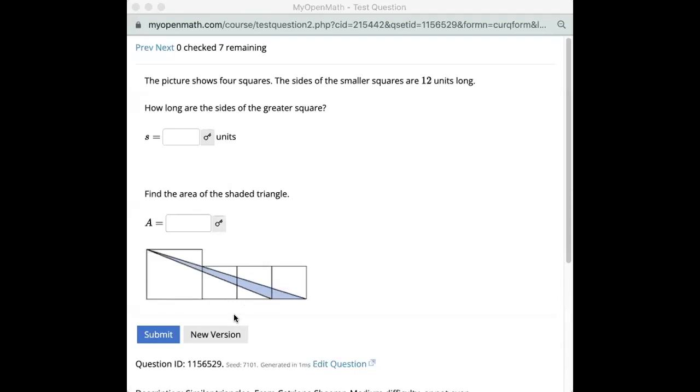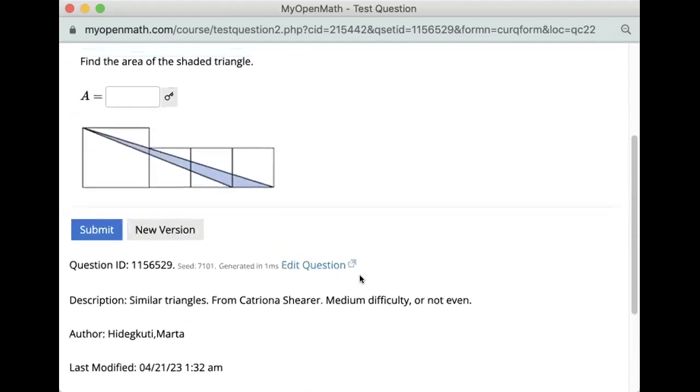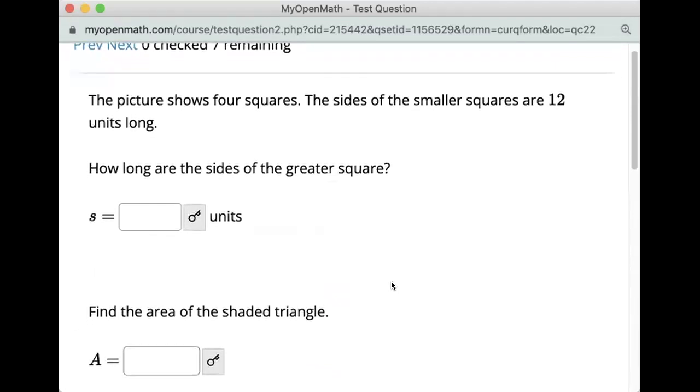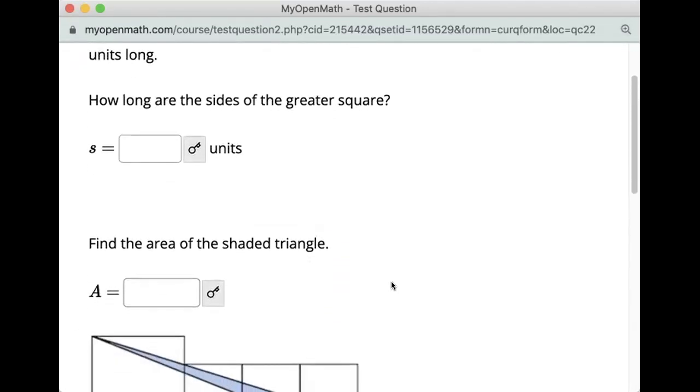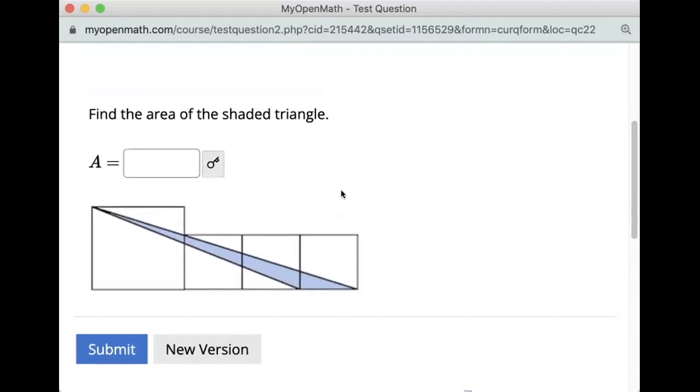So we have a cute little geometry problem here. The picture shows 4 squares, and the sides of the smaller squares are 12 units long. How long are the sides of the greater square? And then find the area of the shaded triangle.